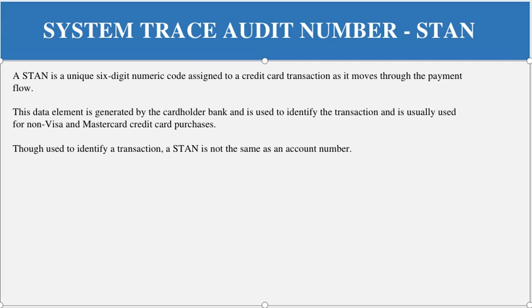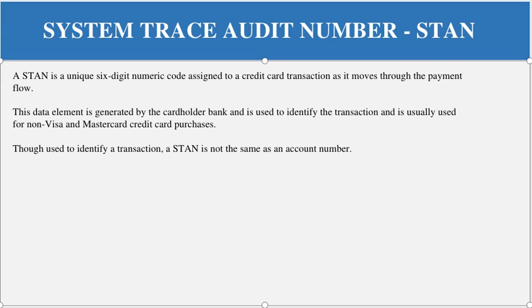Friends, system trace audit number or STAN is basically a unique 6-digit numeric code which is assigned to a credit card transaction, so that we can identify and trace this transaction wherever it is going. We know that credit card transactions move through different integration points, and to identify a transaction, it is very important that we have a unique identifier. That unique identifier of a credit card transaction is called STAN, or system trace audit number.